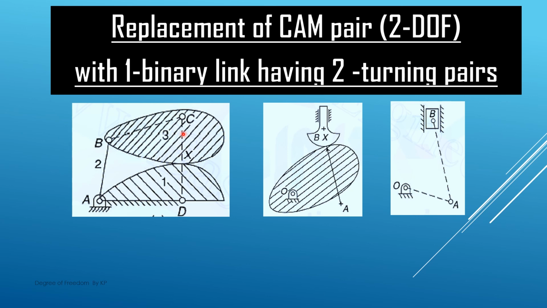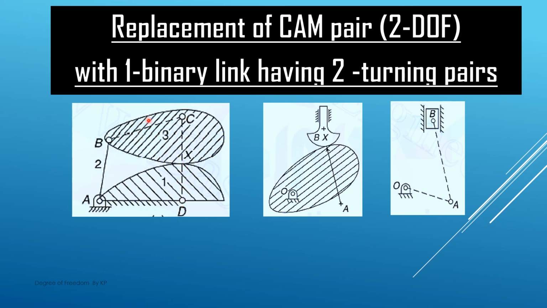To replace it with one binary link having two turning pairs, we have to find out the point of contact. The point of contact is x here. With respect to that point of contact, we find the center of curvature of the upper link 3 as C, and the center of curvature of the lower link as D. Although it has different curvature at different points, with respect to the point of contact x we have to identify. So with respect to x, it has center of curvature C for link 3 and center of curvature D for link 1. Now we join C to D including x.